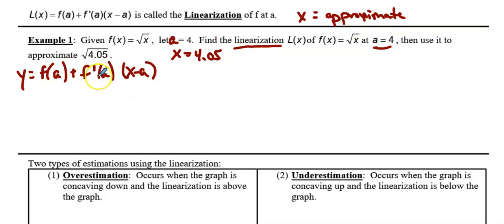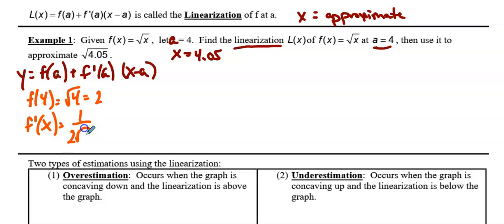All right, so all we need to do is find these pieces. f of 4 is equal to the square root of 4, which is equal to 2. Awesome. Now I have to find f prime of a. First, I have to find out what f prime of x is. We all know that the derivative of the square root of x is just 1 over 2 square root of x.